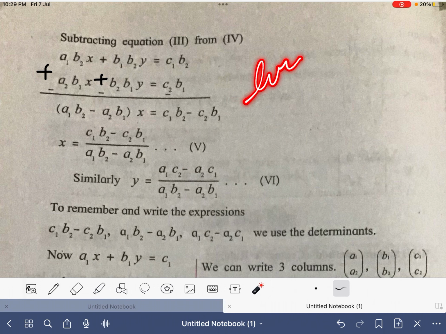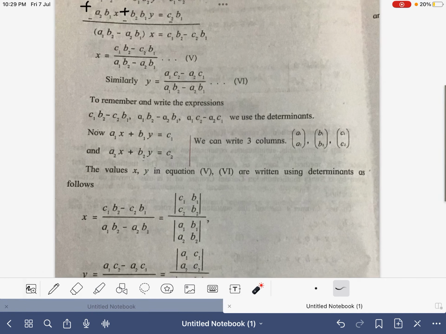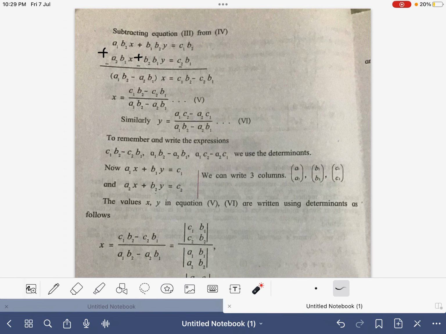Now similarly, we have to calculate the value of y. So for that, just like the previous one, eliminate the value of x, so you will get y. So let's revise this. What we have to do, simply, to find the value of y, we have to eliminate x. And for that, we have to multiply the first equation.